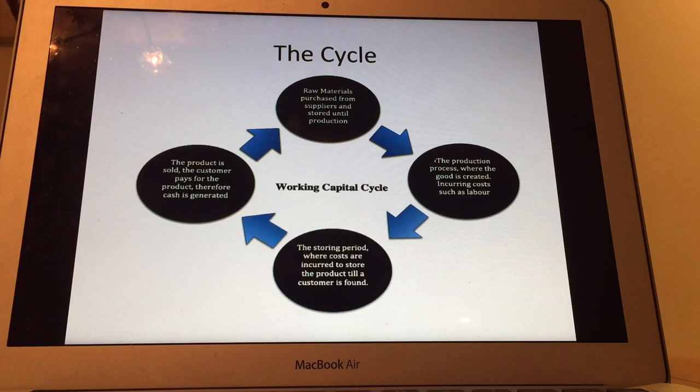The final area of the cycle is where the money is gained for the company from the customer. This is where the product is sold, the customer then pays for the products, and cash is therefore generated. It is important this point on the cycle is reached as quickly as possible, as if this takes a long time to come, it means the working capital cycle could become inefficient, especially if suppliers are paid quickly.